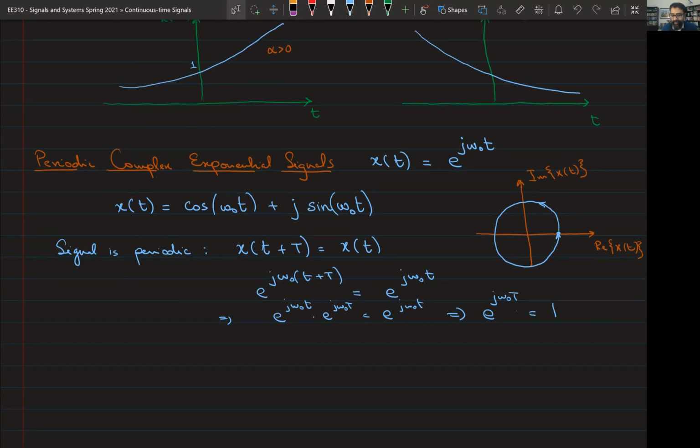What is a capital T that satisfies this condition? I mean, when is this true? Don't say capital T equals 0. That's a trivial solution, right? This holds true for 2 pi.